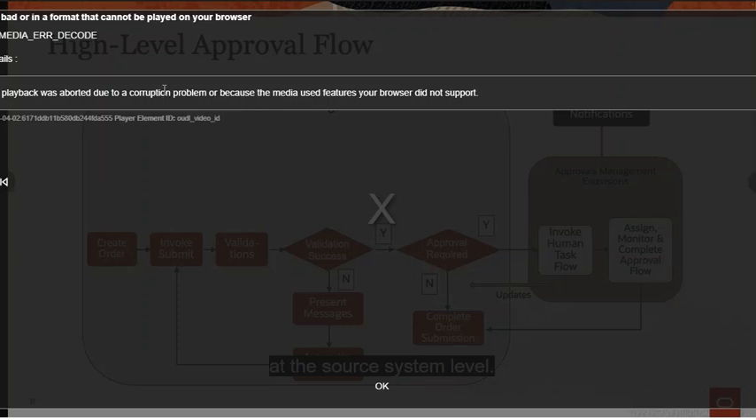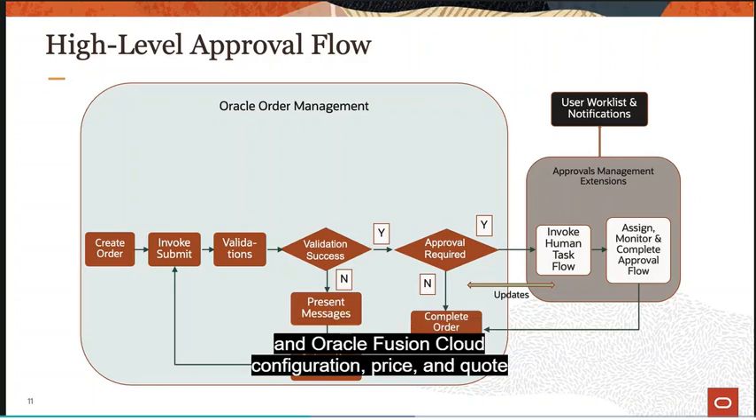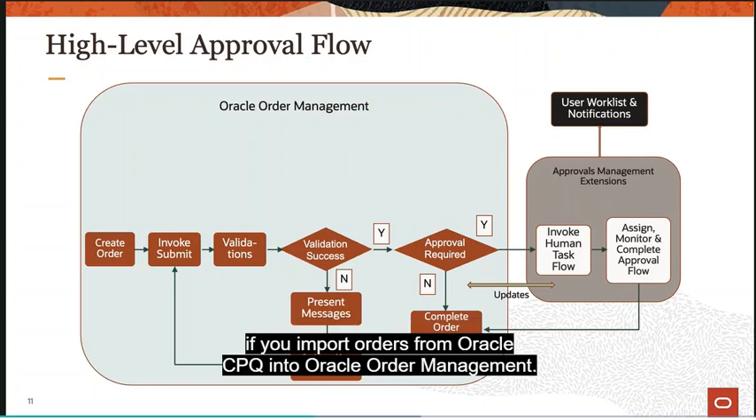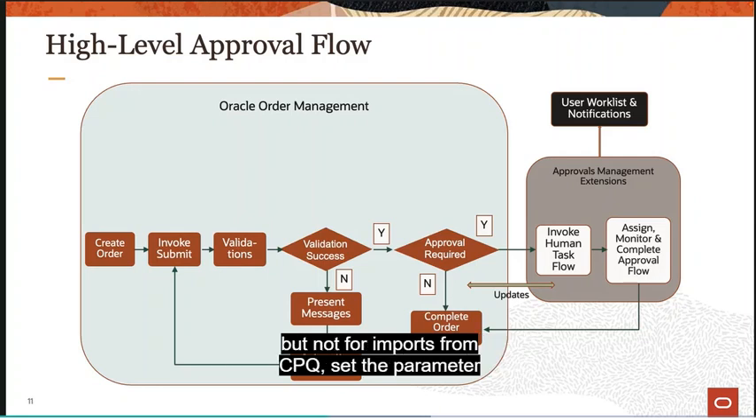Is where the order is created, such as Oracle Order Management, if your team uses the Create Order page directly, and Oracle Fusion Cloud Configuration, Price, and Quote, if you import orders from Oracle CPQ into Oracle Order Management. If you only want approvals for orders made in Oracle Order Management, but not for imports from CPQ, set the parameter to Yes for Order Management and No for CPQ.